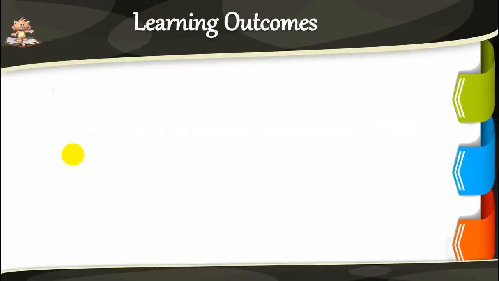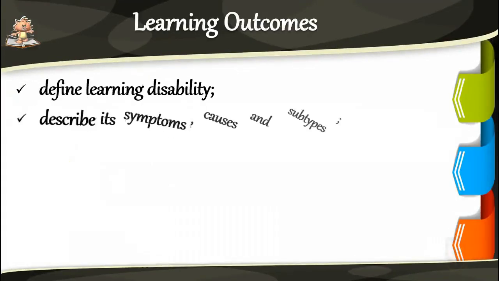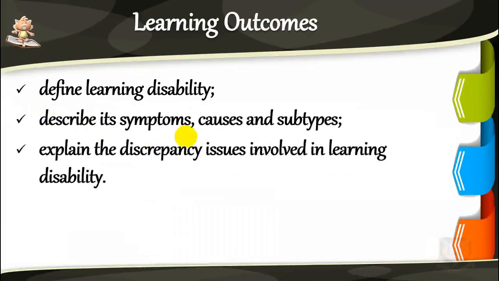Objectives. At the end of this lecture, you should be able to: 1. Define learning disability. 2. Describe its symptoms, causes, and subtypes. 3. Explain the discrepancy issues involved in learning disability. Content.